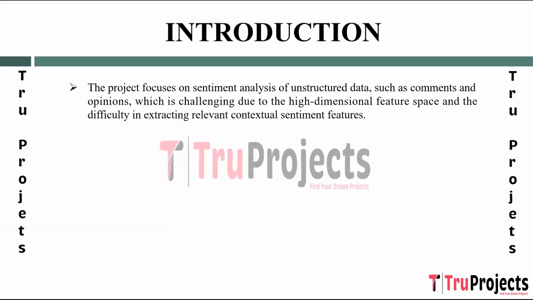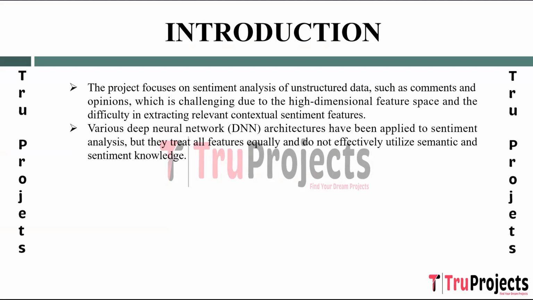Sentiment analysis of unstructured data, such as comments and opinions, poses challenges due to the vast number of features and the complexity of extracting relevant contextual sentiment features. This complexity arises from the diverse nature of textual content and the need to decipher nuanced sentiments embedded within it. While various DNN architectures have been applied to sentiment analysis, they often treat all features equally, disregarding the importance of semantic and sentiment knowledge. This limitation results in suboptimal performance as these models fail to capture the subtle nuances and contextual cues necessary for accurate sentiment classification.